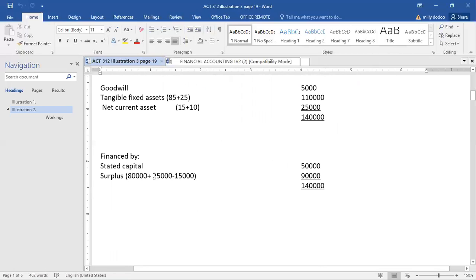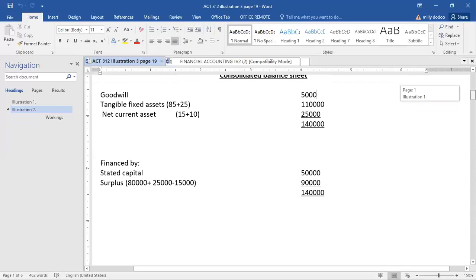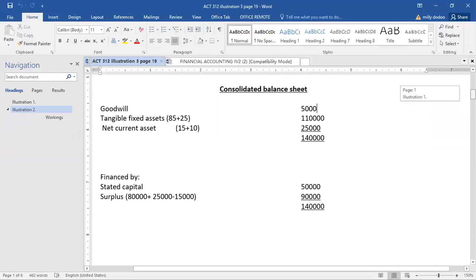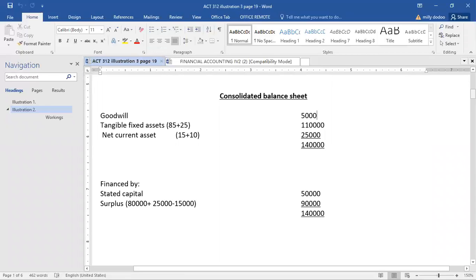So they were telling you that before he came to buy the company, there was a surplus of 15,000. So he bought that 15,000. But after the one year, the surplus now is 25,000. So inside this 25,000, there is 15,000 which was there before he came. So when we are adding the surpluses, we must take the 15,000 which was there before he came out of it. So we take that out, and then we get 90,000.